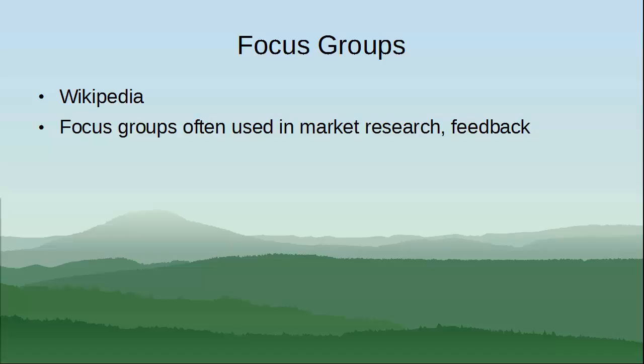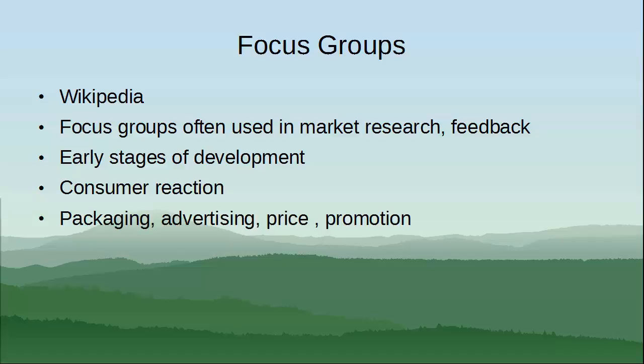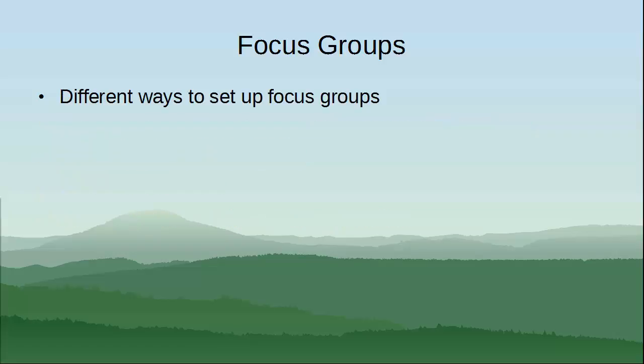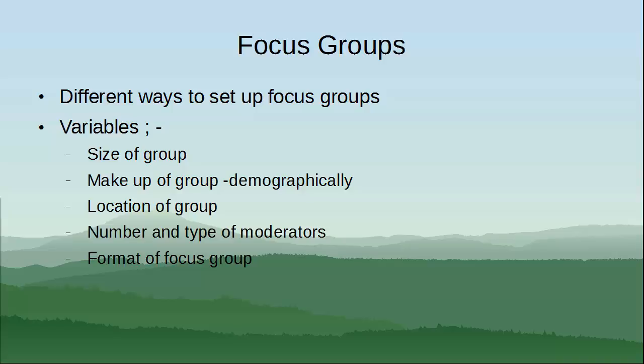Focus groups are often used in market research to allow a company or brand to get feedback on a new product. It may be used in the early stages of development to gauge consumer reaction to the product and may later be used to discuss its packaging, advertising, price, promotion. There are many different ways to set up focus groups with many variables. The variables will include the size of the group, the makeup of the group demographically, the location of the group, the number and type of moderators, and the format of the focus group.